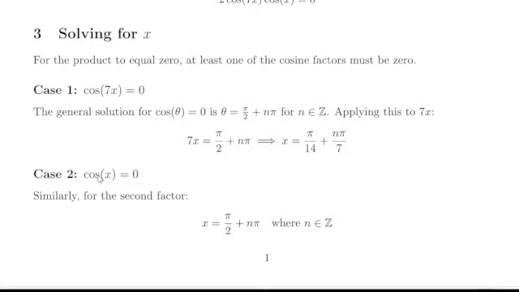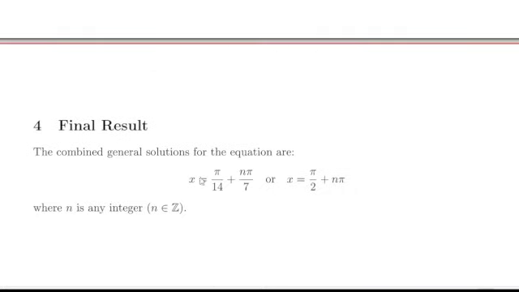And then we want cosine x equals 0. Well, we said that's x equals pi over 2 plus n pi. So now we just combine those two answers. We'll say that the general solution for the equation are x equals pi over 14 plus n pi over 7, or x equals pi over 2 plus n pi.